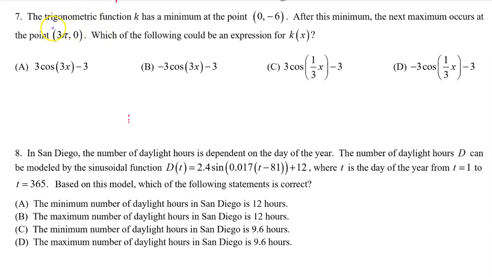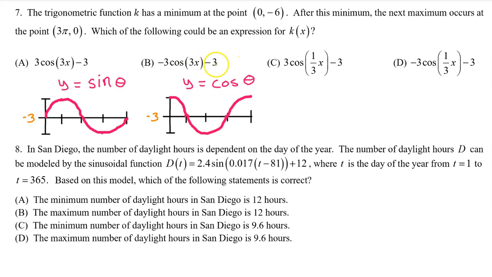Number 7. The trigonometric function k has a minimum at the point (0, -6). After this minimum, the next maximum occurs at the point (3 pi, 0). Which of the following could be an expression for k of x? All of these options have a d value of -3, so the midline is y equals -3.